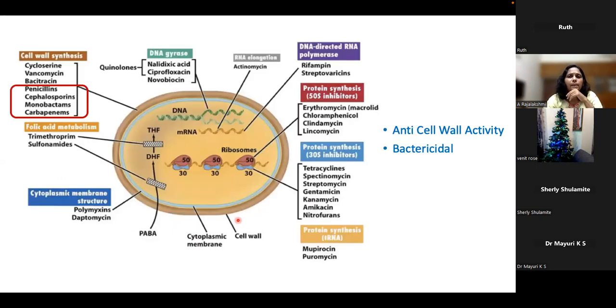Again, the mechanism of action of all these beta-lactams, that is penicillin, cephalosporin, and carbapenem, is by acting on the cell wall, as you can see, including ceftriaxone. It acts on the cell wall, causes cell wall lysis, and it kills the bacteria.